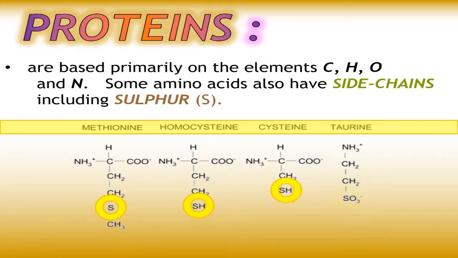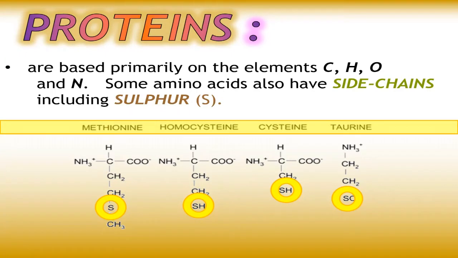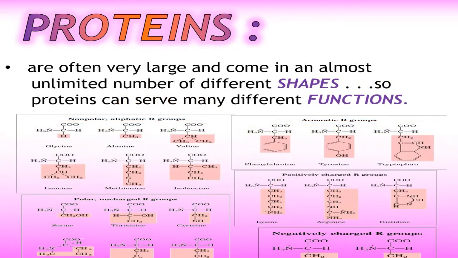Proteins are primarily based on the elements carbon, hydrogen, oxygen, and nitrogen. Nitrogen plays an important role in every amino acid, and a few amino acids also have sulfurs. They have what are called sulfhydryl groups or sulfur side chains in 4 of the amino acids, but all the amino acids also have nitrogen. So right off the bat, proteins are a little bit more complicated in terms of their building blocks. These proteins are often very large. As molecules go, they can be very large, and they come in an almost unlimited number of different shapes. Practically speaking, the variety of proteins is an inexhaustible resource.